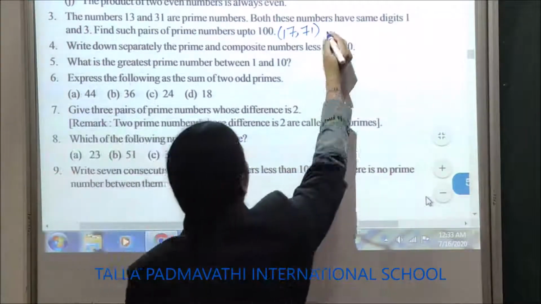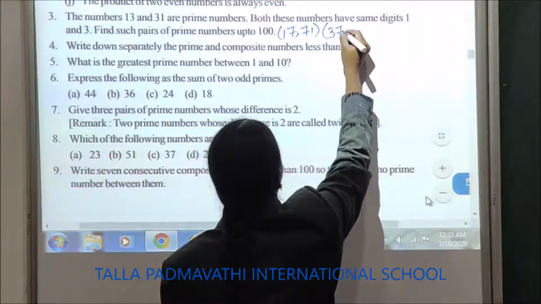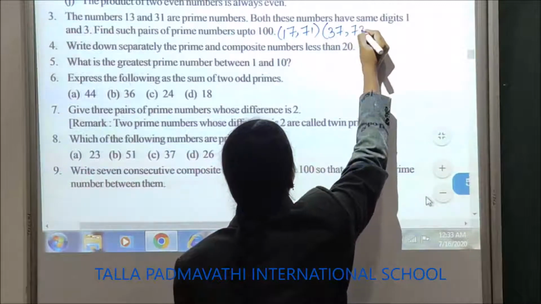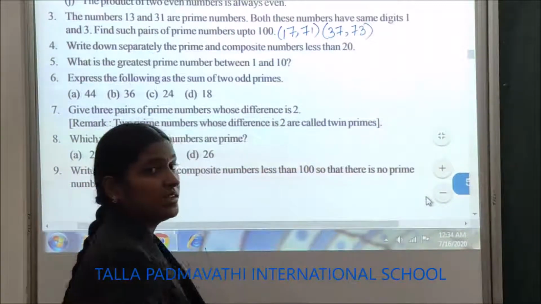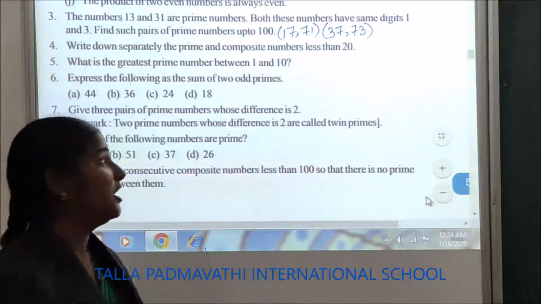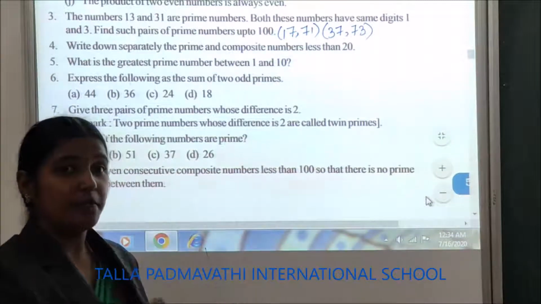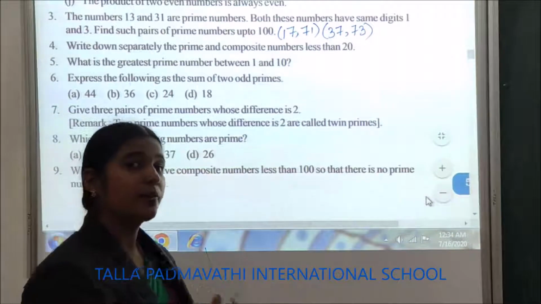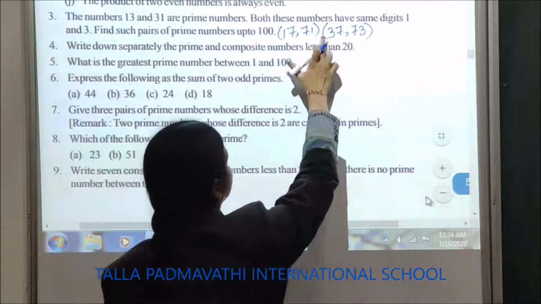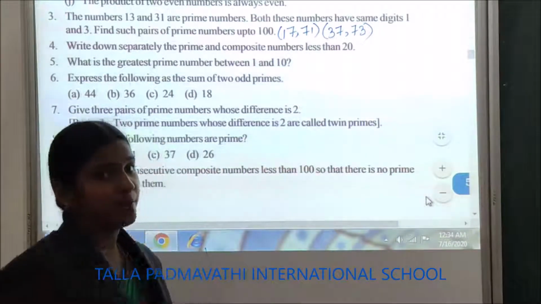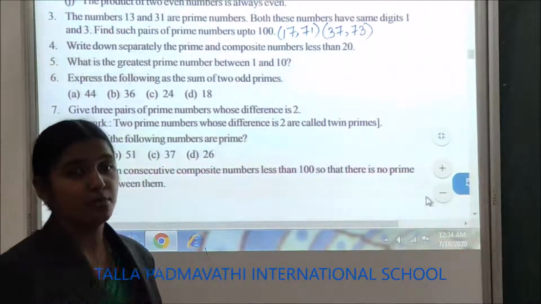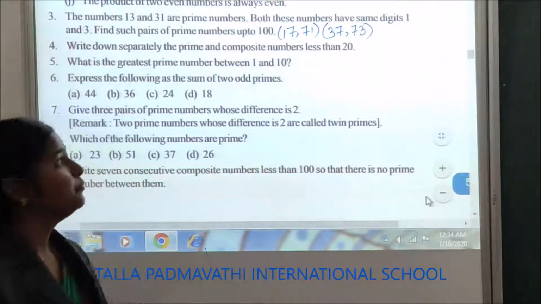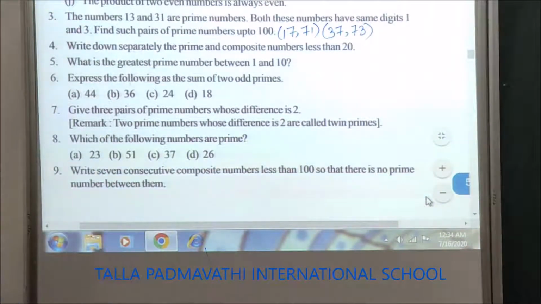Like that, we have 37 and 73. So see here children, 37 and 73. Both have the same digits, that is 3 and 7. And both are prime numbers. So like this I have found 2 pairs. Find more. Next, fourth one.